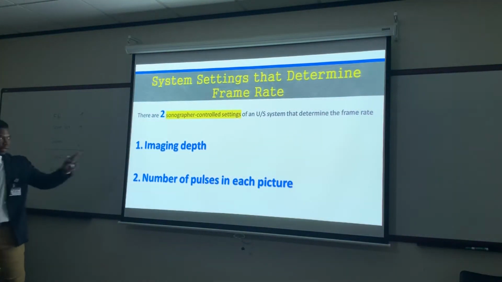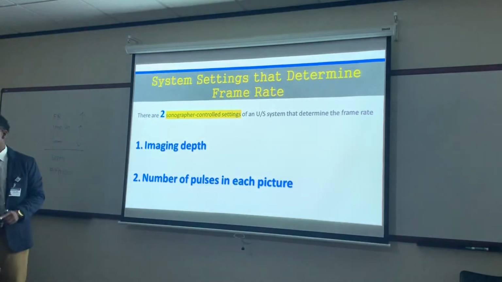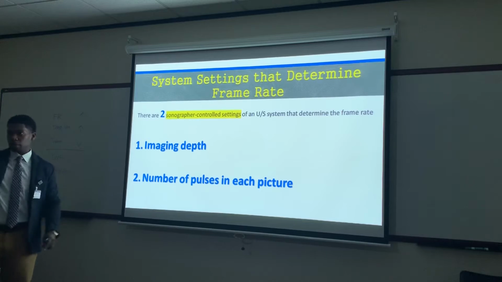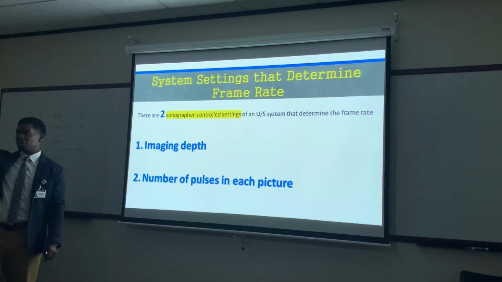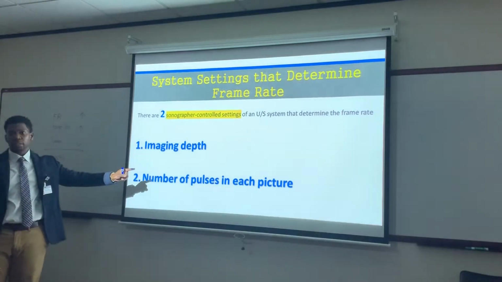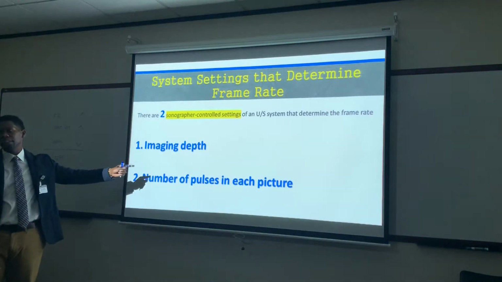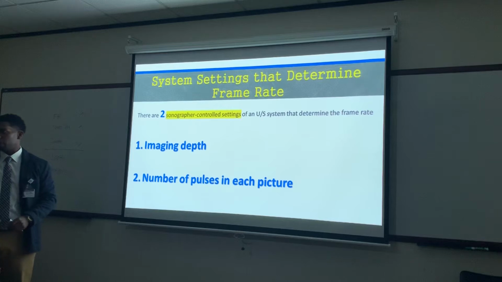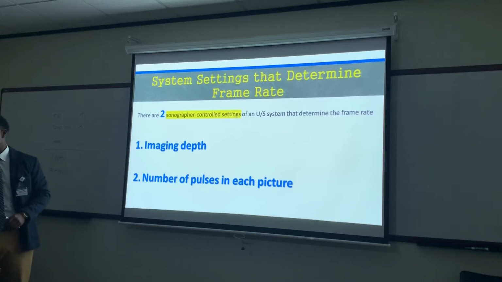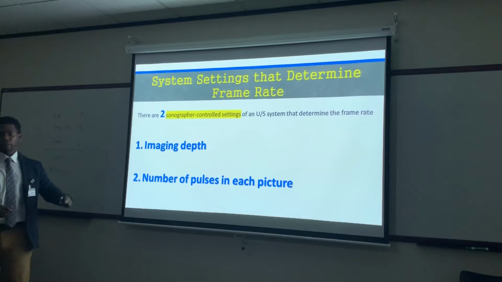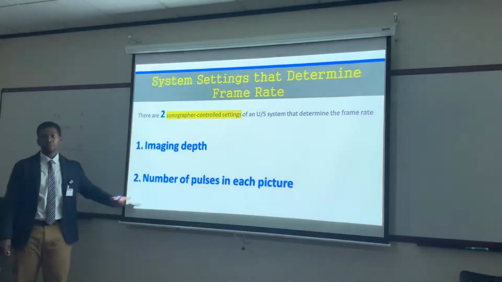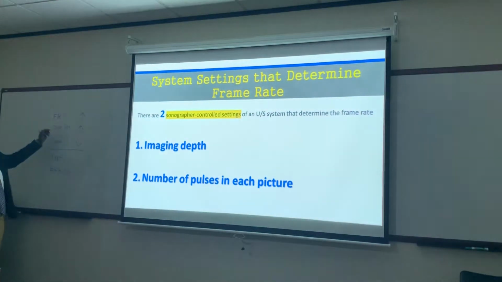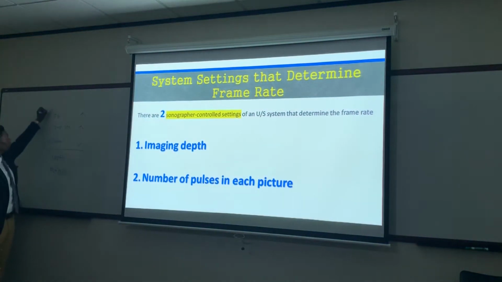Remember, just think of it real quick. If I have to go deeper into the body, I'm increasing the depth. It's going to take me a lot longer to get these. It's going to decrease my frame rate because it's taking a lot longer to acquire these images now, right? Because the sound has to travel so far to get there and come back. Okay, so I will say this real quick: imaging depth and the number of pulses in each picture are inversely related to frame rate. Remember, I'm relating everything to frame rate.